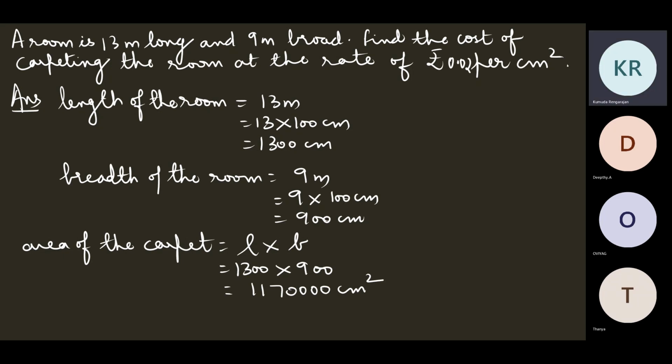Is equal to L into B. So it is 117 followed by 4 zeros centimeter square. Now we have to find the cost of the carpet. So cost of carpet is equal to, or cost of carpeting.